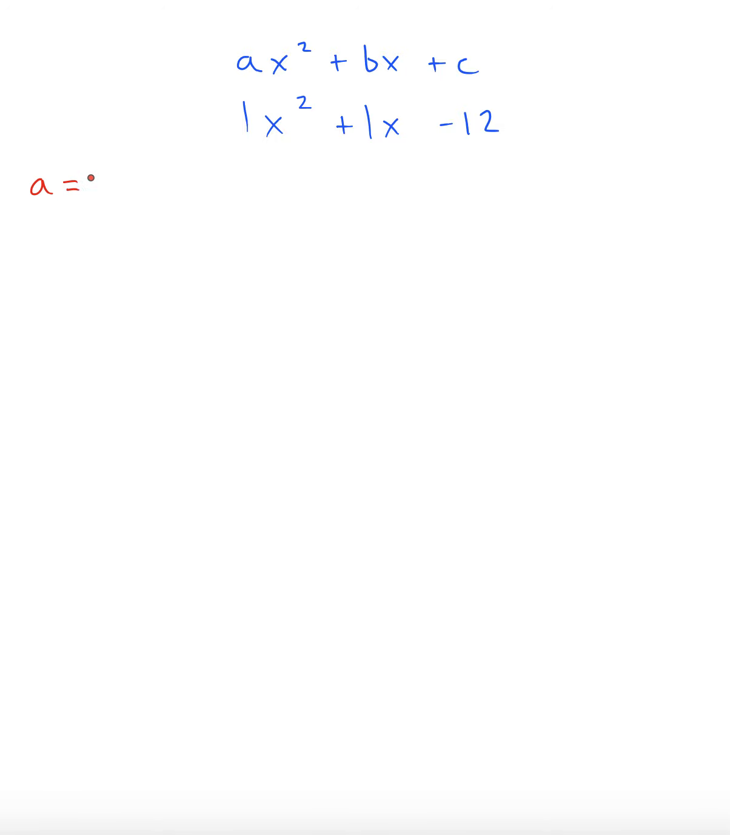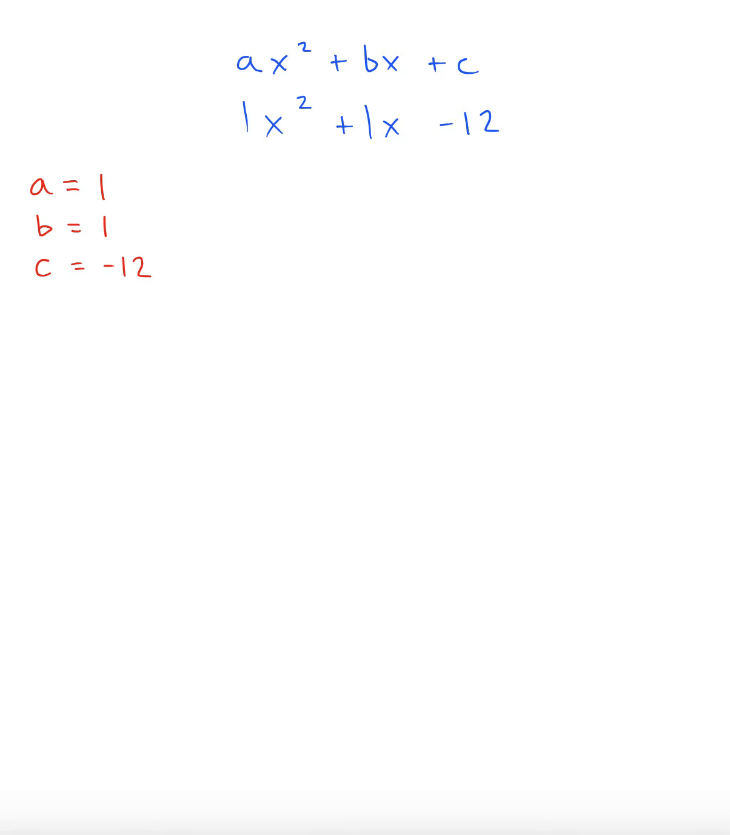A is the number attached to x squared. It's going to be a 1. B is the number attached to the single x term. That's 1 as well. And C is the number that's alone here. That's the negative 12.